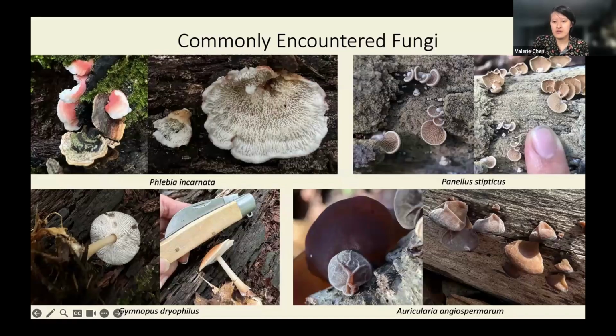Finally, we have Auricularia angiospermarum, otherwise known as wood ears. You might be familiar with the popular Asian species that are sometimes used in soups, but this is an American species that fruits on the wood of flowering hardwood trees, which is what the name angiospermarum refers to.